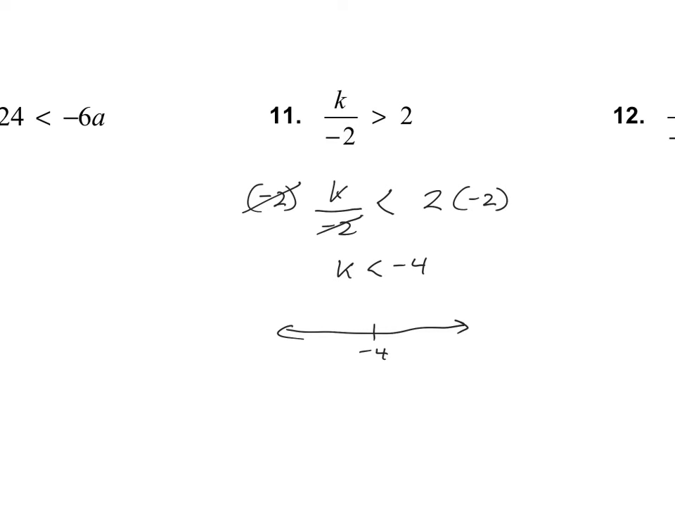If you want to, you can be less messy than I am here, but not feeling too good today, so you can forgive me. In this case, less than means a hollow dot. Hollow dot means not to include the -4 because it's not equal to.